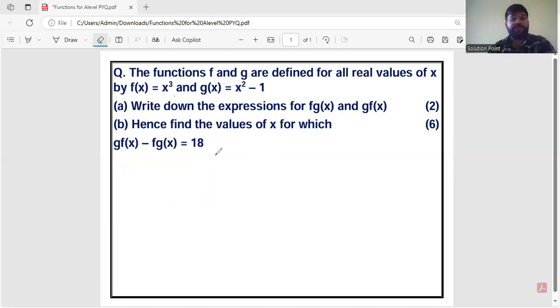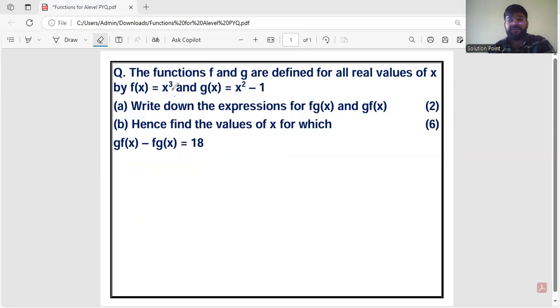Welcome to Solution Point. Today in this video we will discuss this question, which is based on functions from a previous year A level paper. The question says that we have two functions f and g which are defined for all real values of x, where f of x means x cubed and g of x means x squared minus 1.